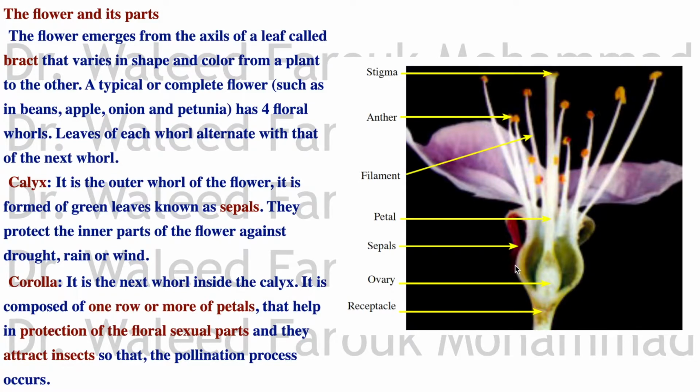So the function of the corolla, the first layer is the calyx. It's for protection. And the other layer is the corolla. It's for protection also of the flower's sexual organs, sexual parts, and they attract insects as well.